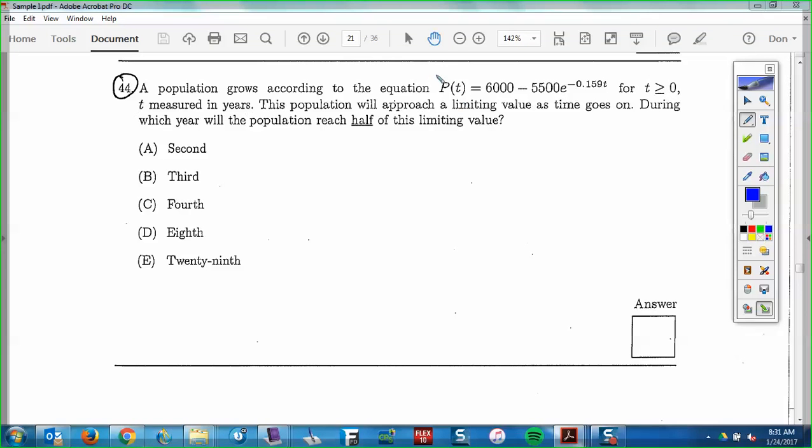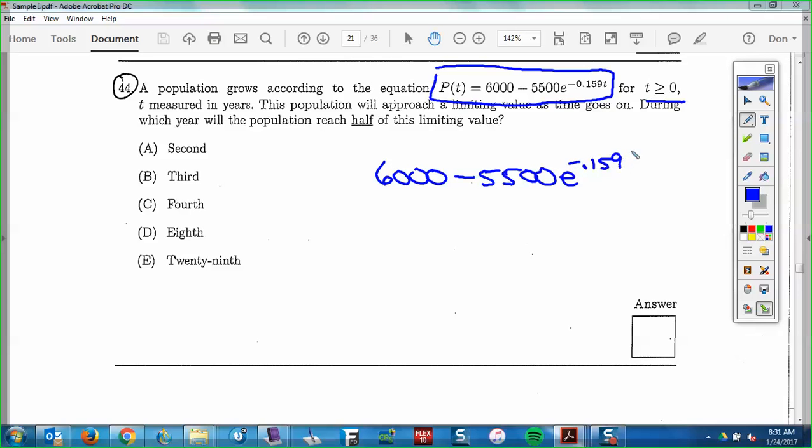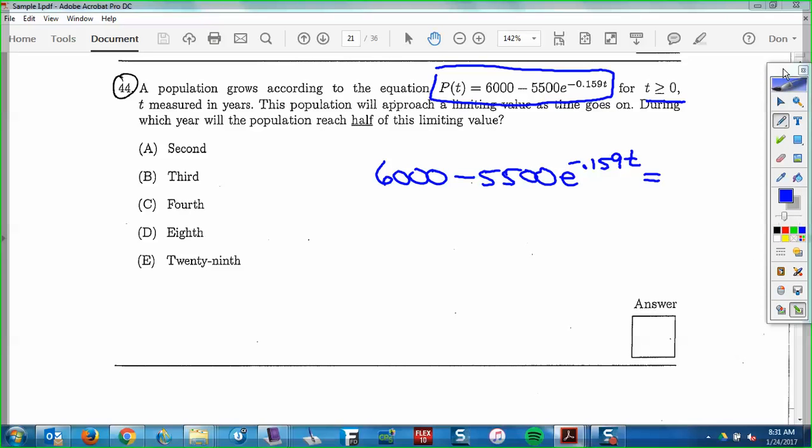The population grows according to this function, this equation, for t positive. Population will approach a limiting value as time goes on. During which year will the population reach half the limiting value? So we just want to know when this population will equal half the limiting value. And this is a calculator problem, right? So we got to know what the limiting value is, right? So what is it? Anybody know?